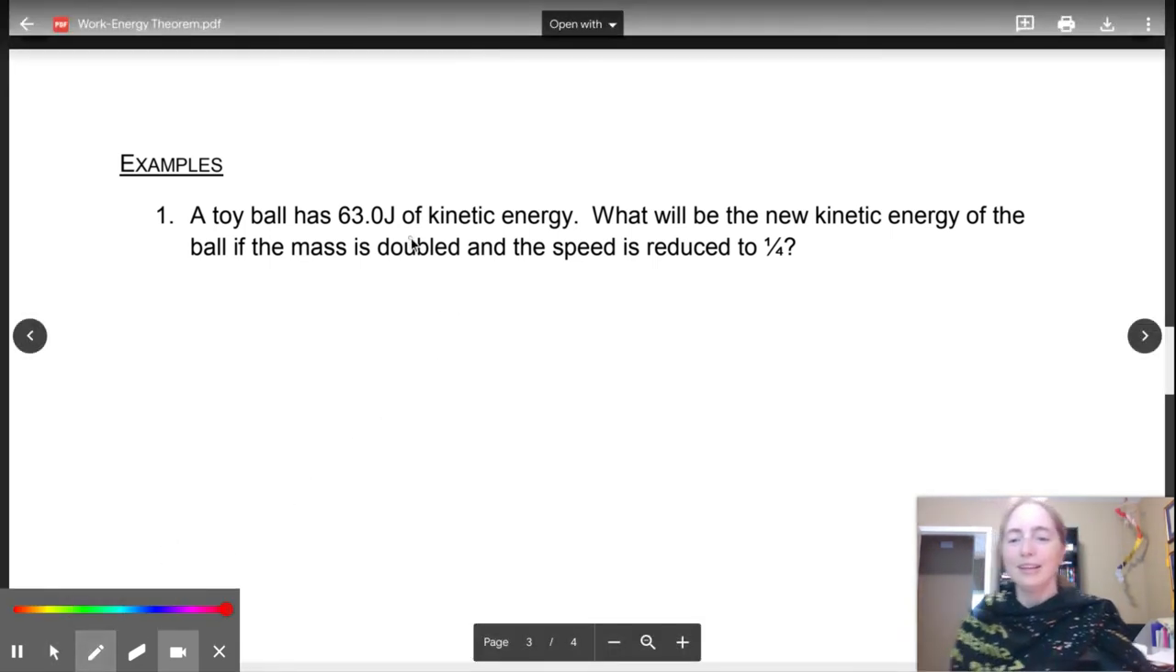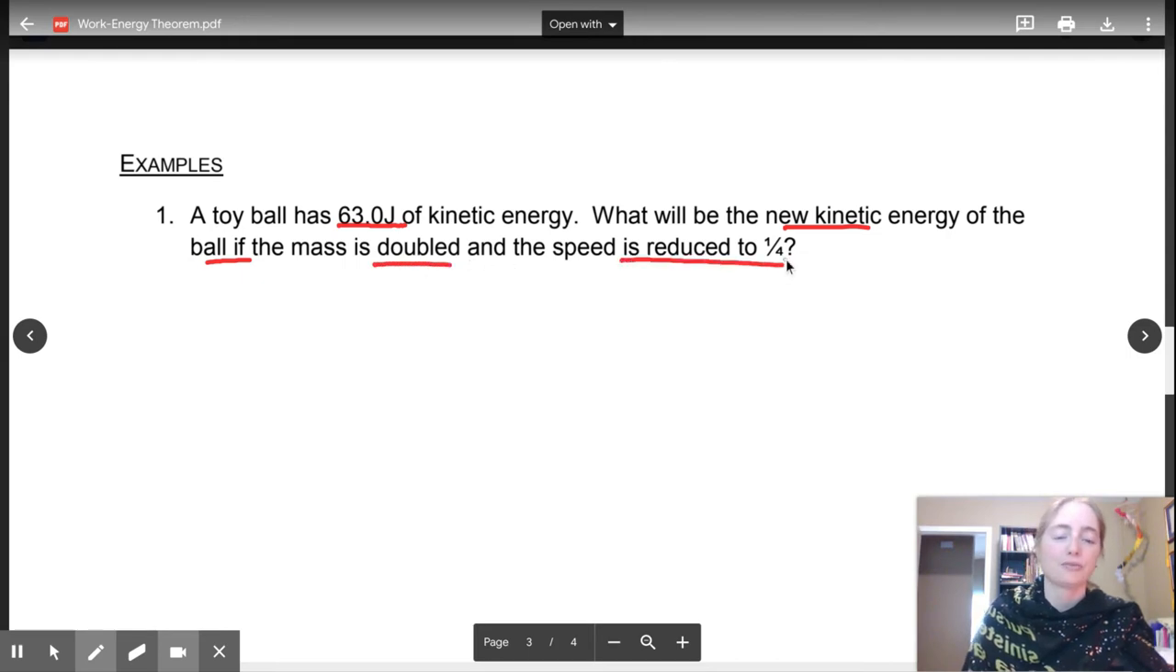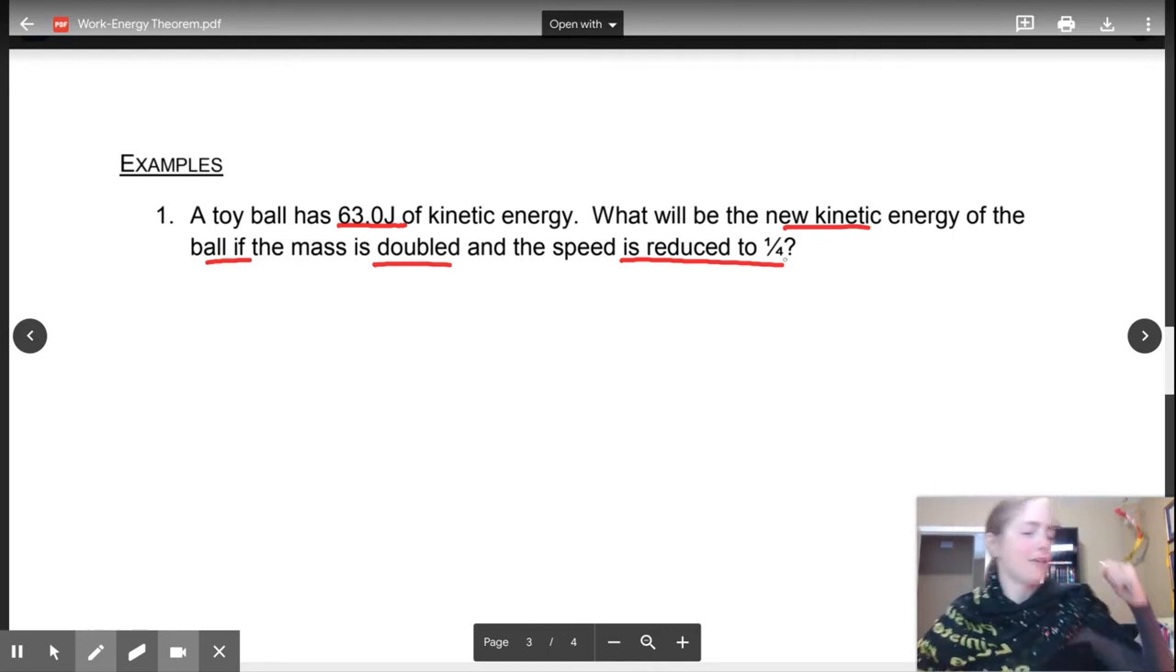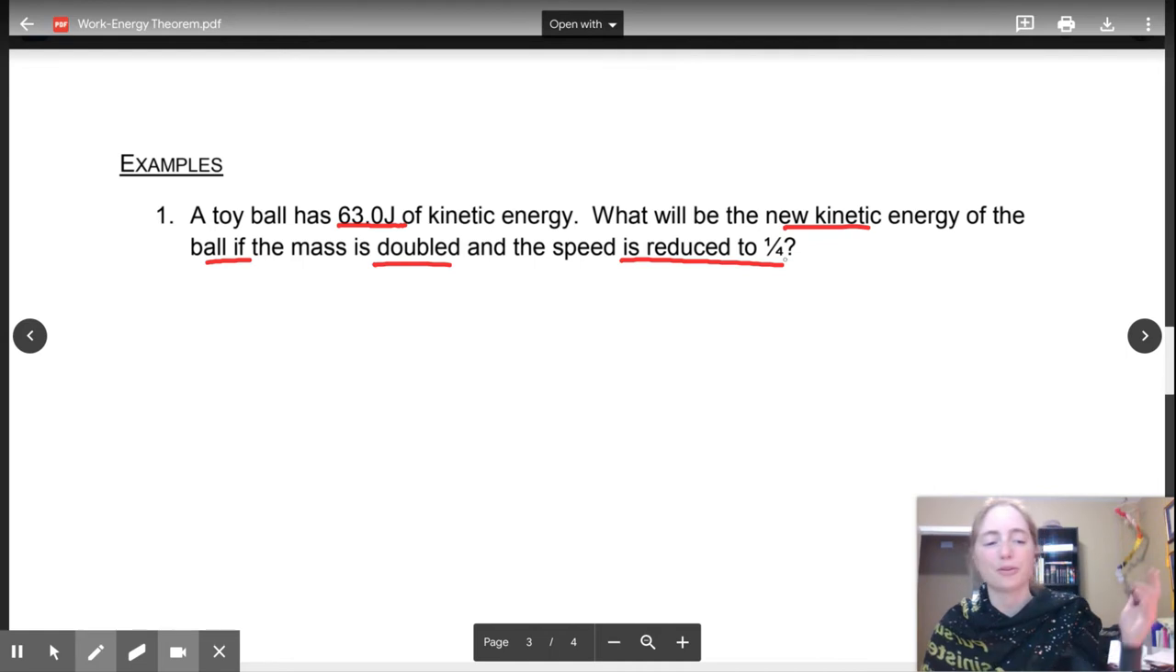A toy ball has 63 joules of kinetic energy. What would be the new kinetic energy of the ball if the mass is doubled and the speed is reduced to a quarter? Recognize this type of question from the previous couple videos? Yep. This is a substitution equation, what I like to call math wizardry. It's a very important skill for Physics 30. We do this all the time in Physics 30, so it's a good time to practice.